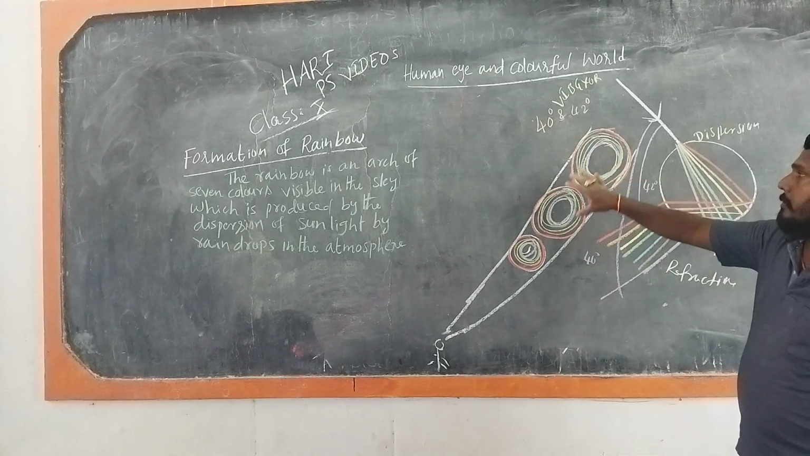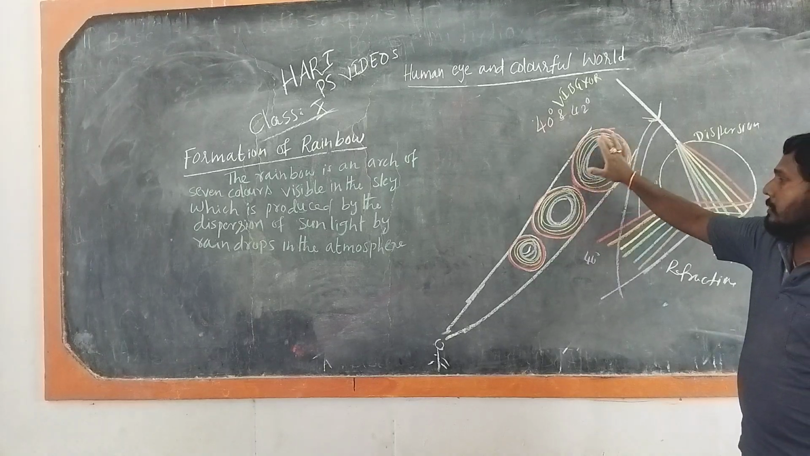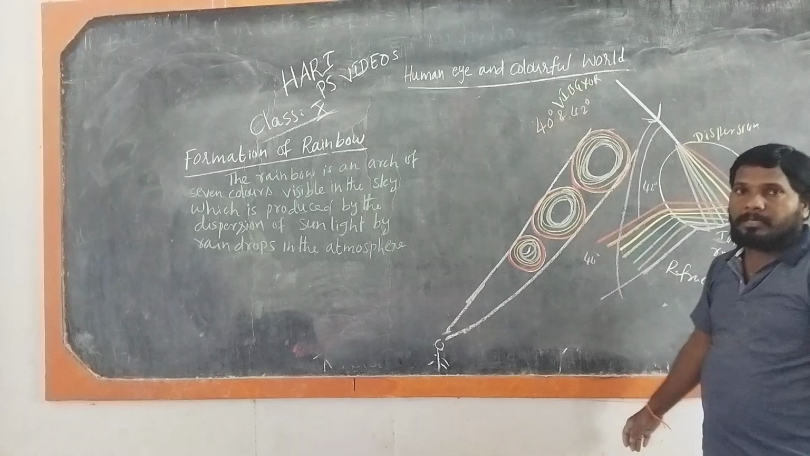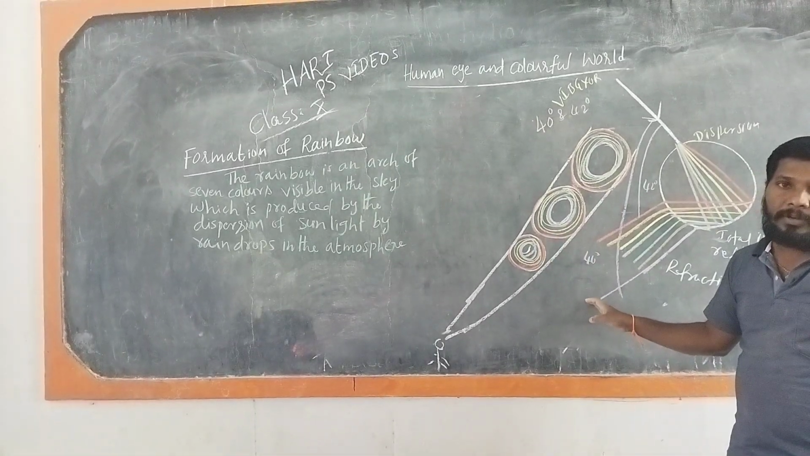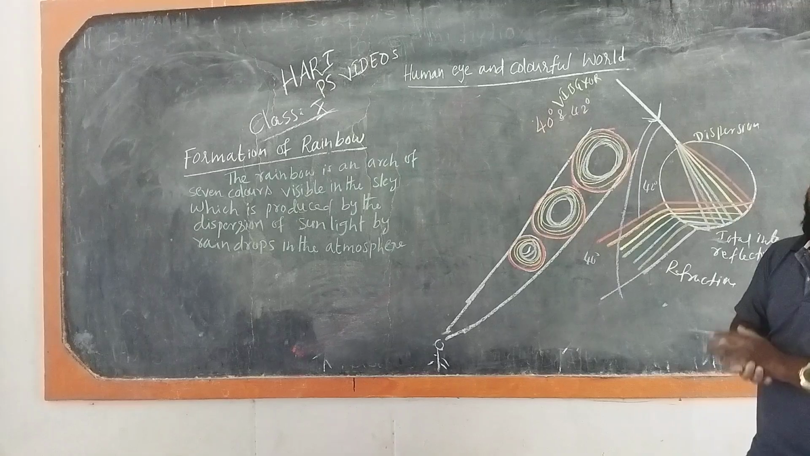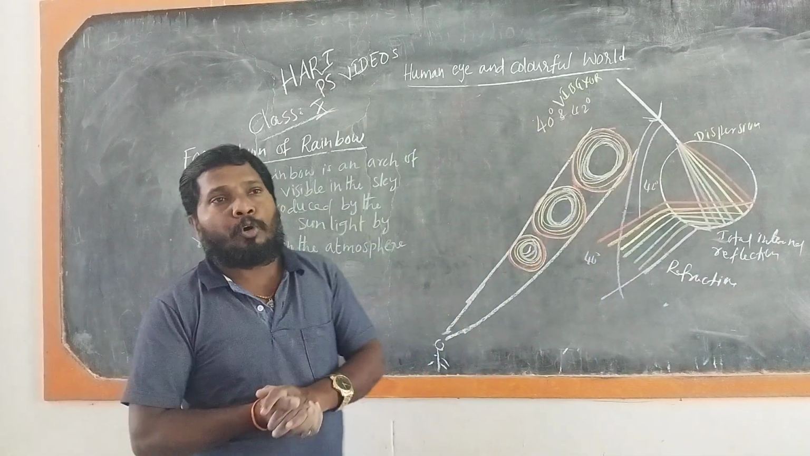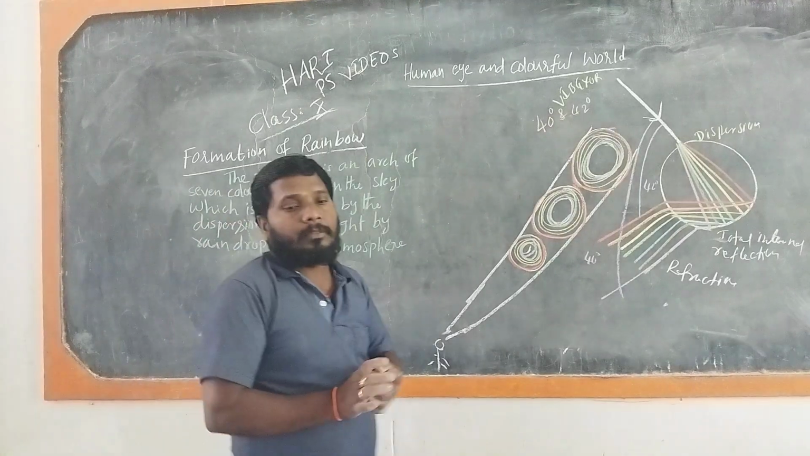So the shape of the rainbow is not actually a two-dimensional arc. It is a three-dimensional cone. Depending upon the position of the person, we are able to see different colors. So this is about the formation of rainbow. I hope you understood the formation of rainbow.